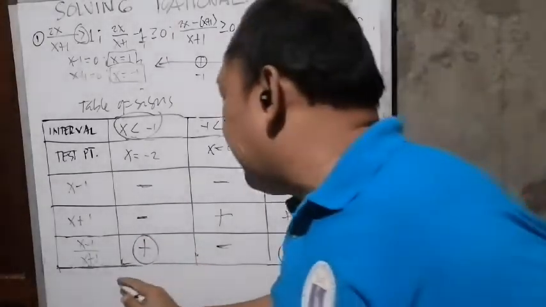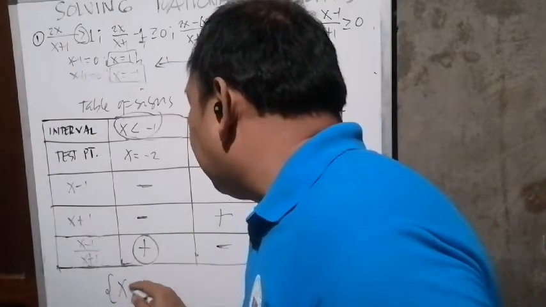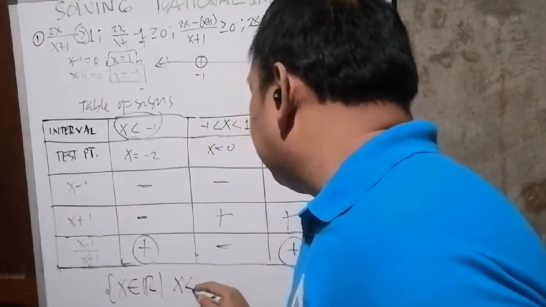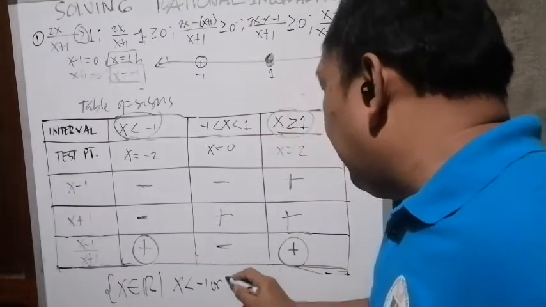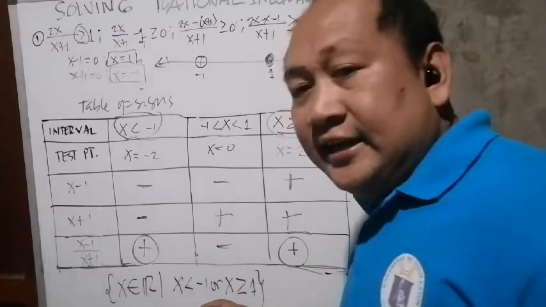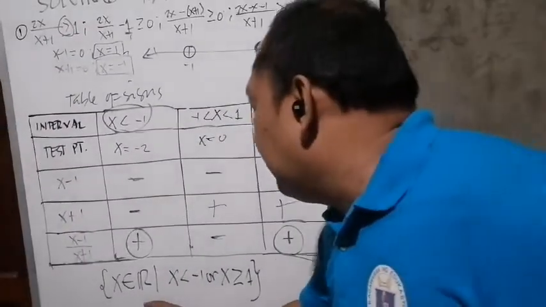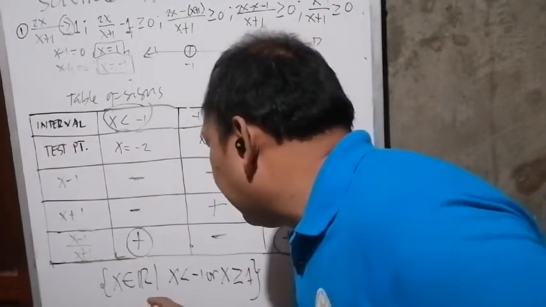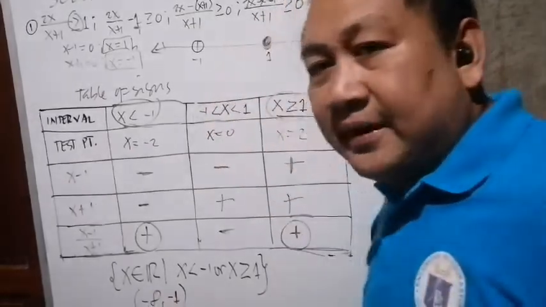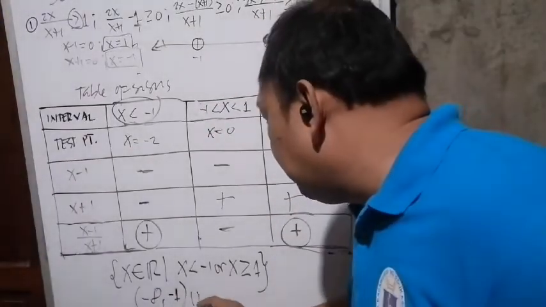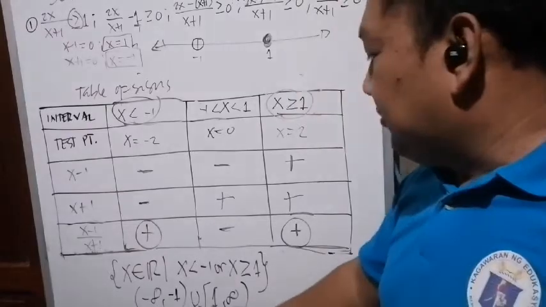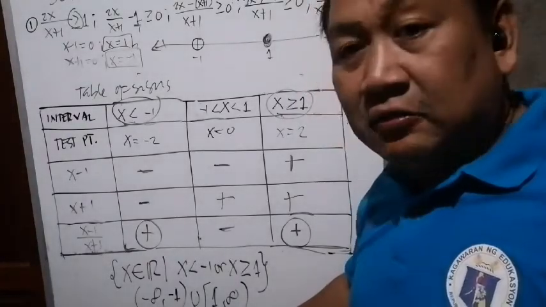So writing that, we have there, the solution set will be x, which are elements of the real number system, such that x is less than negative 1 or x is greater than or equal to positive 1. Or you can also write it as, okay, we have there, to the left of negative 1, so negative infinity, negative 1. And then we just use a parenthesis because negative 1 is not included. Union, 1, and then positive infinity. So we use a bracket because 1 is included.